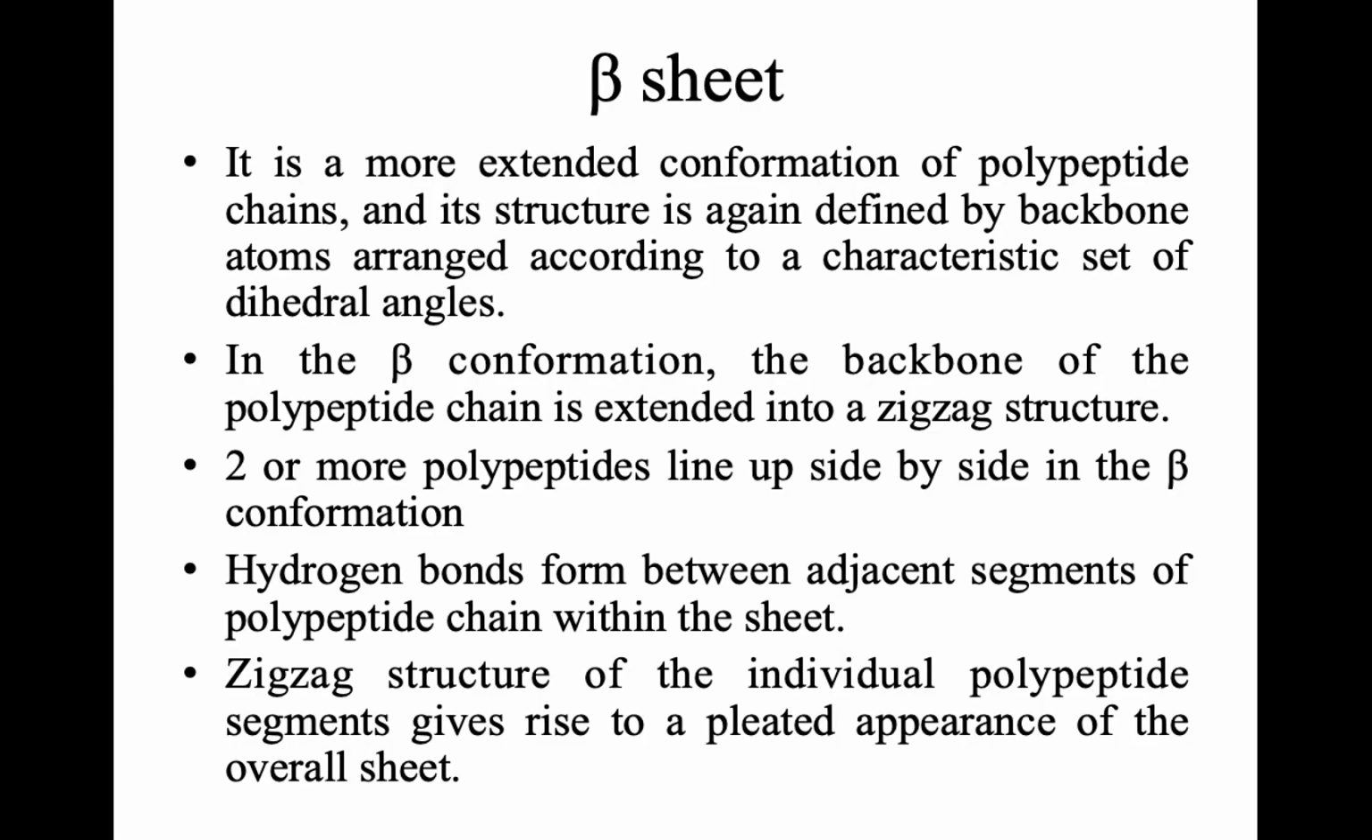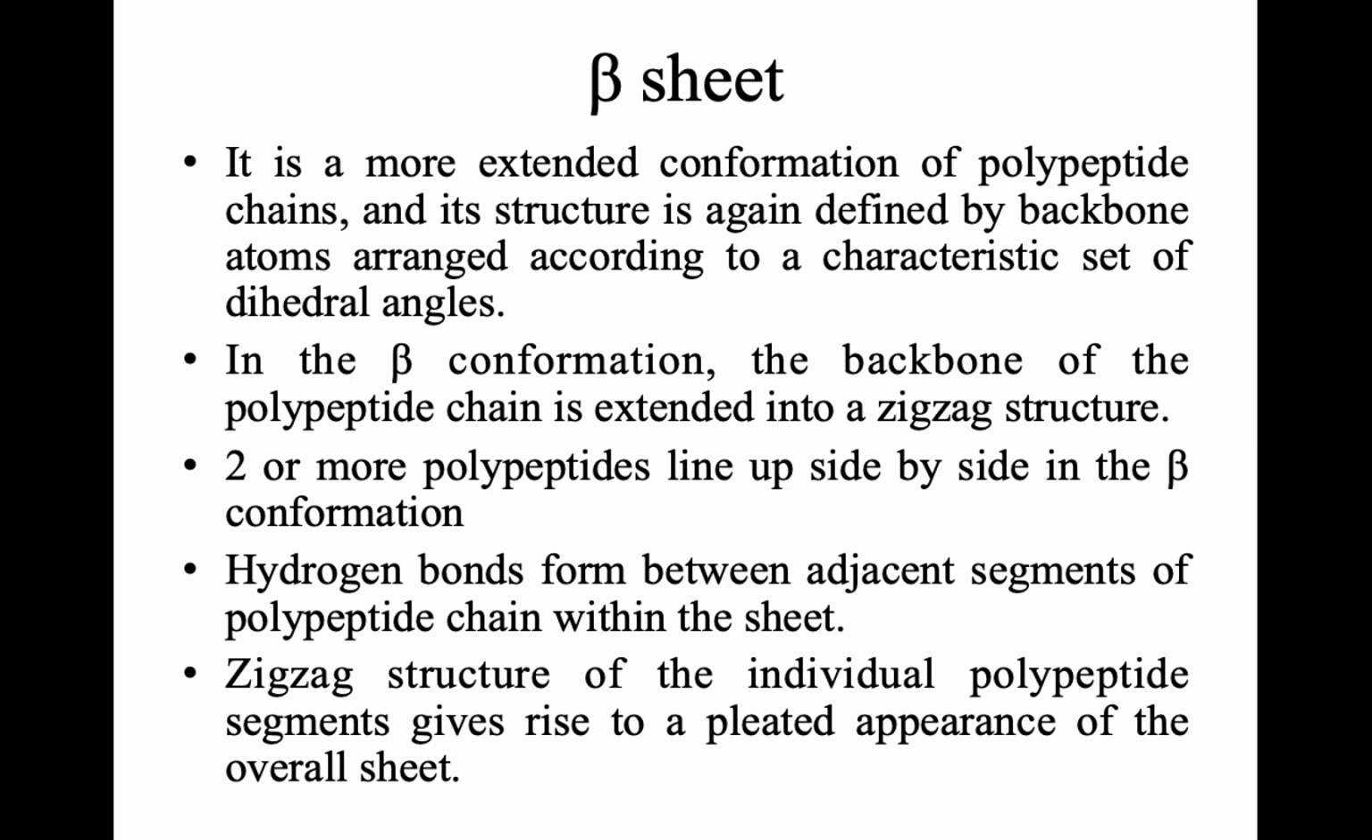Hello everyone. In this class, we are going to discuss one more type of secondary structure of protein, which is nothing but the beta sheet. This beta sheet has the extended conformation of the polypeptide chain, and it has a pleated sheet-like appearance.